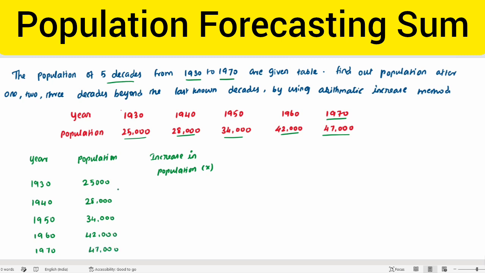Now the increase in population: 28,000 minus 25,000 is 3,000. Then 34,000 minus 28,000 is 6,000. Then here it is 8,000. So here 5,000. Now the cumulative increase in population is 22,000.